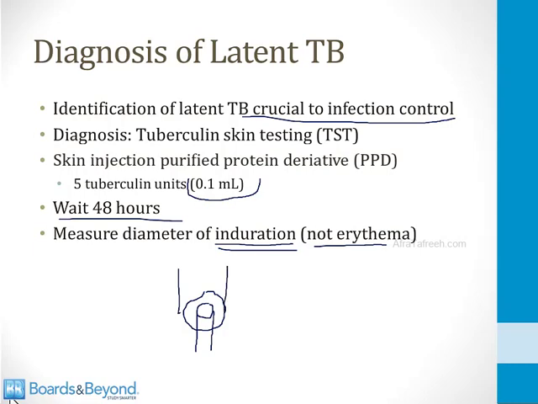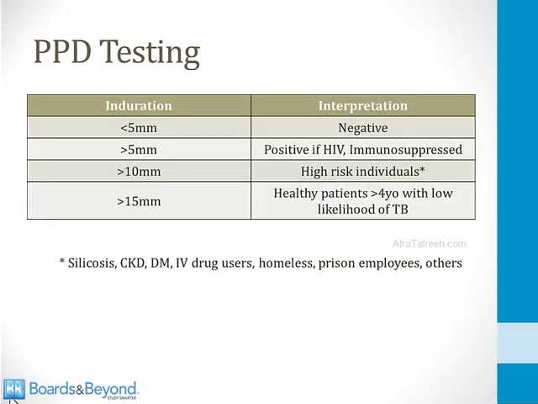And that's a classic trick question, especially on internal medicine boards. Once you measure the diameter of induration at 48 hours after placing a PPD test, you use a table like the one I've drawn on the screen here to determine whether the test is positive or negative. In patients who are healthy and over 4 years old with a low chance of having TB, you only call it a positive test if the diameter of induration is greater than 15 millimeters.